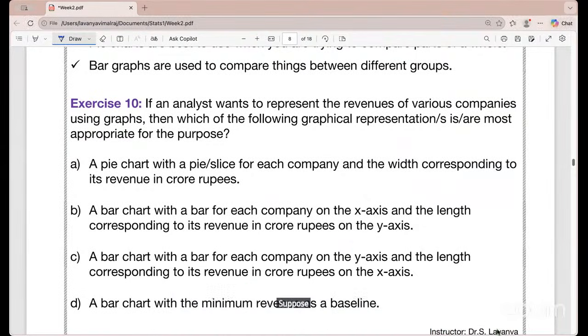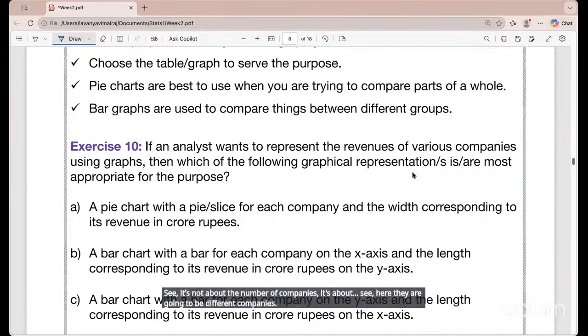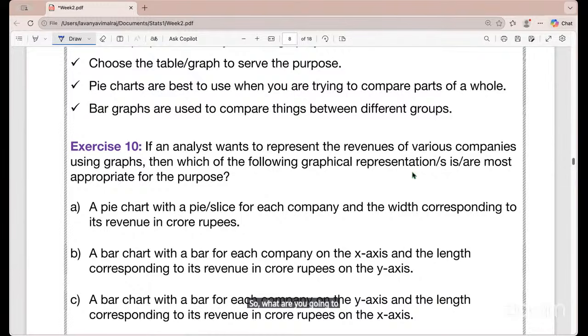See, it's not about the number of companies. Here they are going to be different companies. Pie chart means, as I told you, the sum is kind of fixed. For example, the total is kind of a percentage. As I told you, if you are comparing the total, like the hours spent in a day, it's kind of fixed.